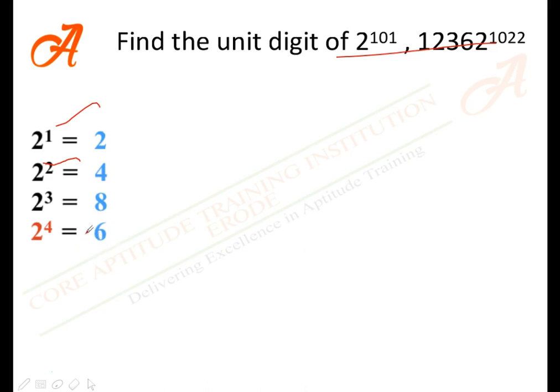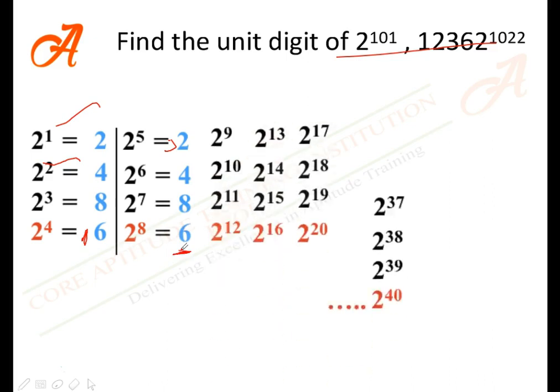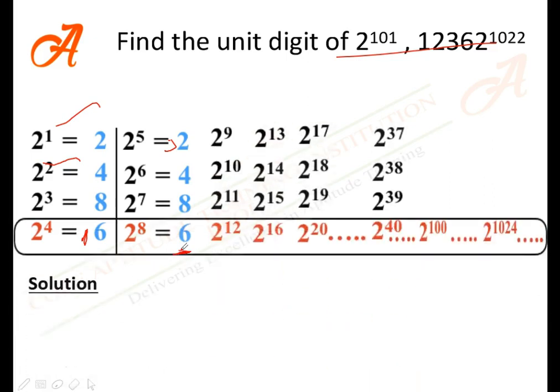What is 2 power 5? After 16, you have 32, correct? 2 power 5 is 32, and 2 power 6 is 64, again 4. 128, 2 power 7 is 8. 2 power 8 is 256, so 2 power 8 is equal to 6. If you look at this, it keeps repeating, correct? This keeps repeating, right?